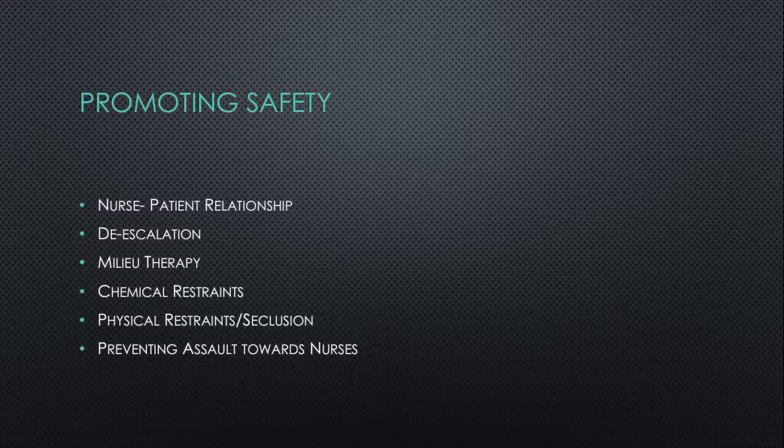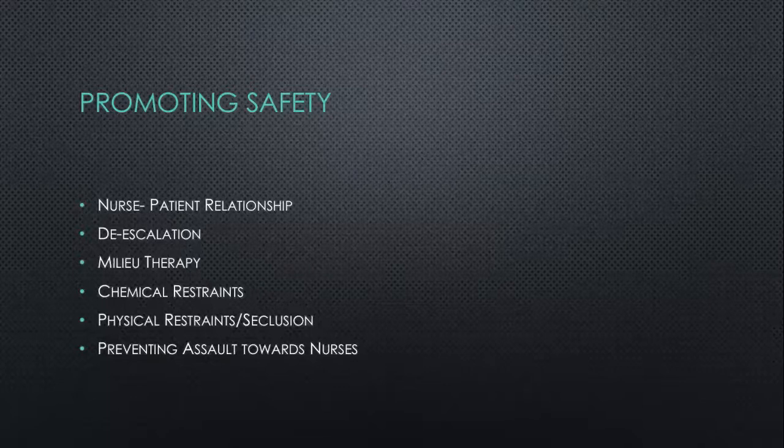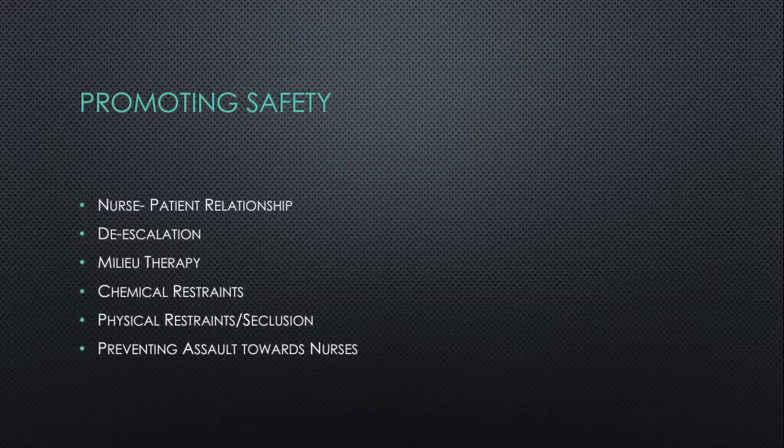Milieu therapy is another super, super important technique in reducing aggression in the environment. So people build off of others' energy. So if someone is feeling agitated or overwhelmed, it's going to make other patients feel agitated or overwhelmed. So we want to reduce stimuli in the environment, and we want to consider the environment from the patient's point of view and remove any triggers or poor interactions that are happening.